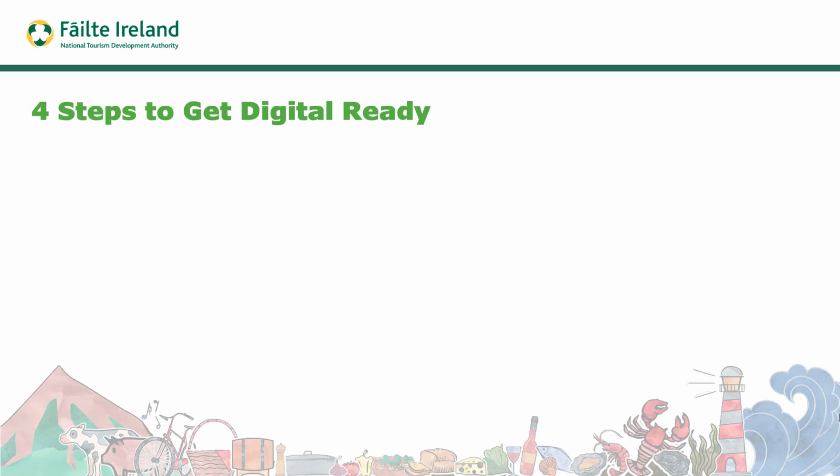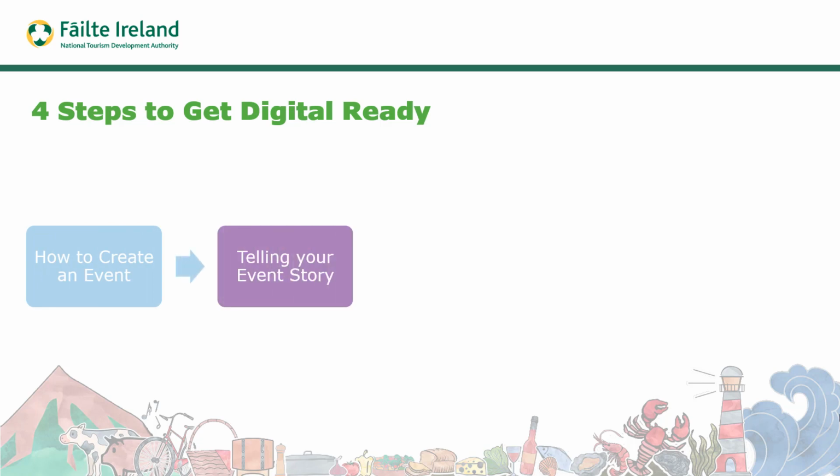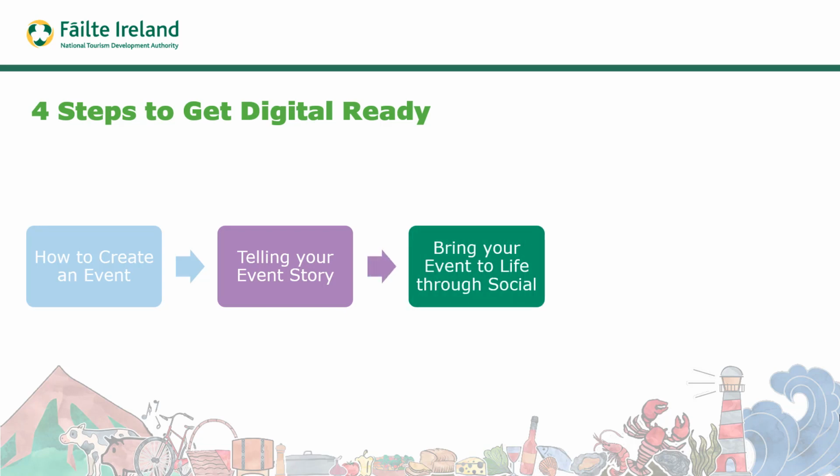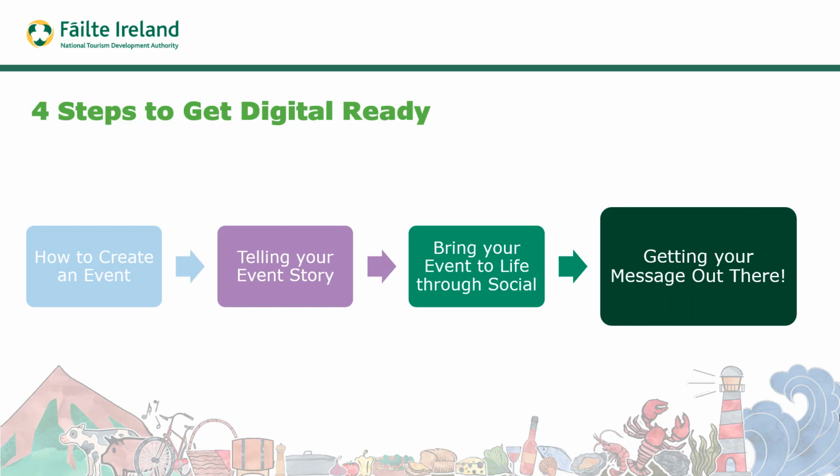So we started off with how to create an event. Then telling your event story was about thinking about the different types of content you need to create. And then bringing your event to life through social is about actually creating that content so it's ready to distribute across social. And this one is all about getting your message out there, so it's the actual distribution side.